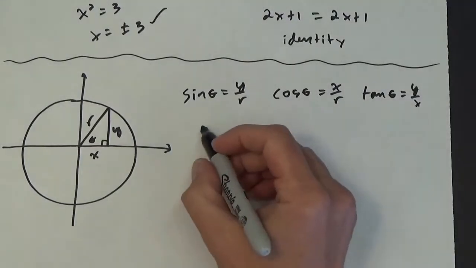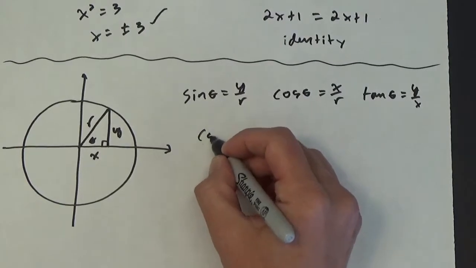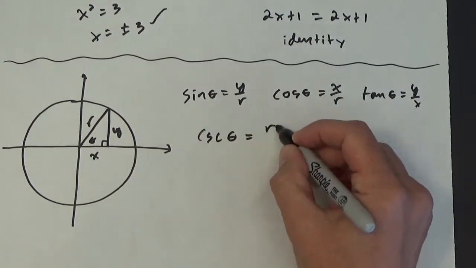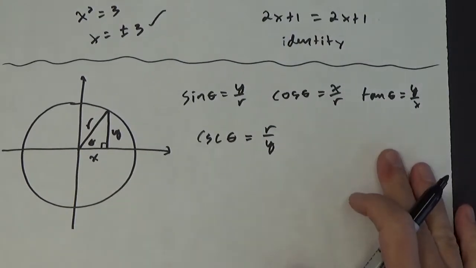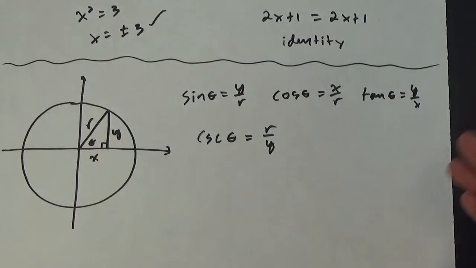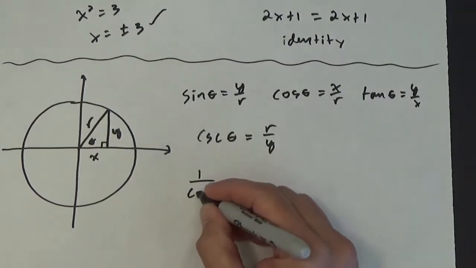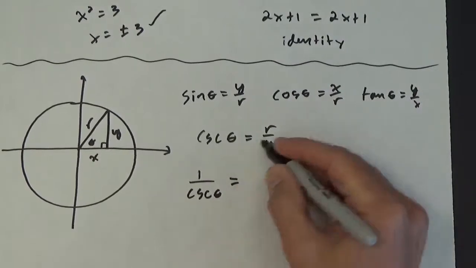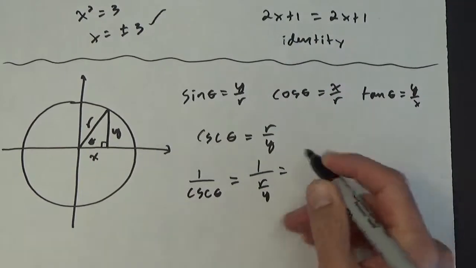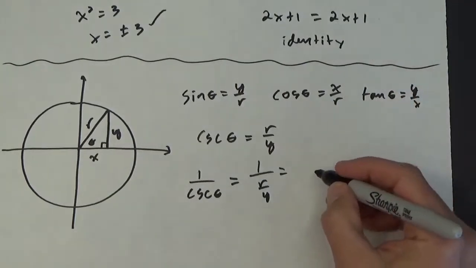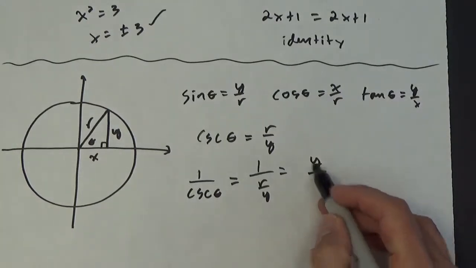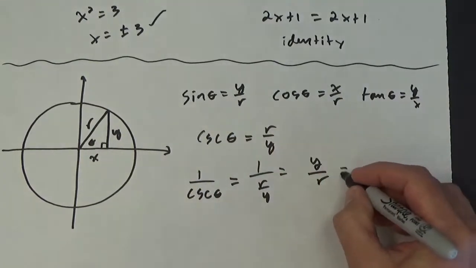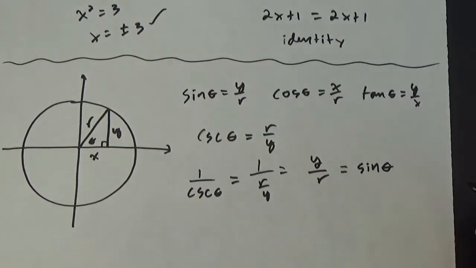Okay, so our first one's going to be this. We know that the cosecant of theta equals r over y. That was something we did in a previous video. What we're going to do is look at what 1 over the cosecant of theta equals. So that would be 1 over r over y. And if you are dividing by a fraction, you multiply by the reciprocal, which is y over r. Now notice that y over r is the same as the sine of theta.